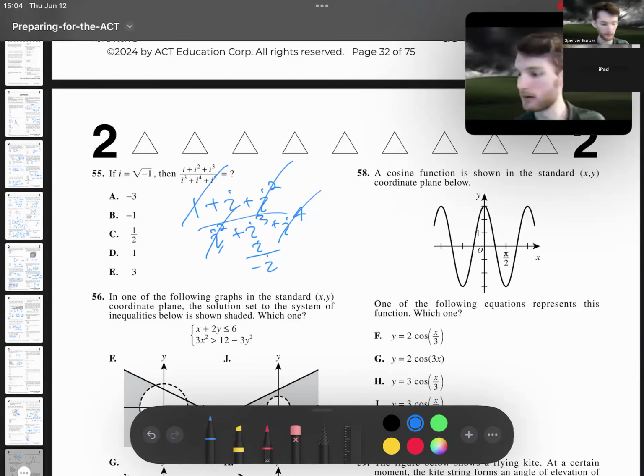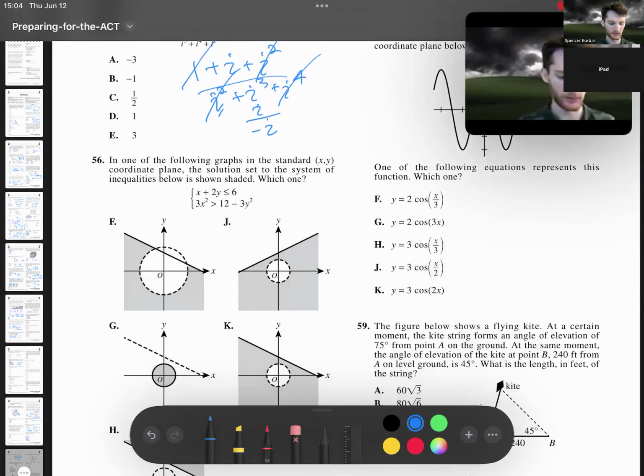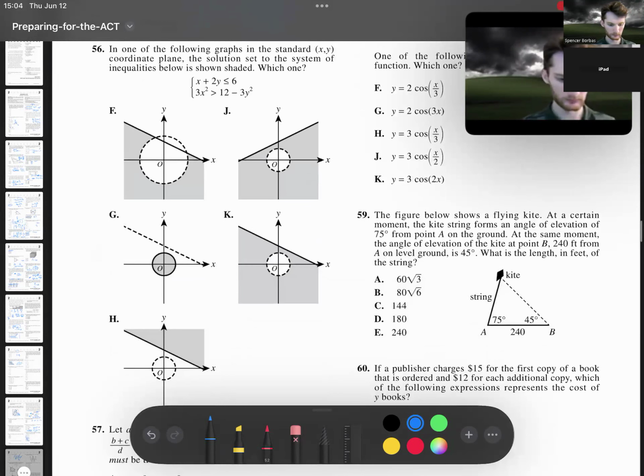I have 8 minutes left. Which standard solution set to the whole system? Which one? Oh, good heavens. When one of the following graphs is the standard XY coordinate plane, the solution set shaded, which one? All right.